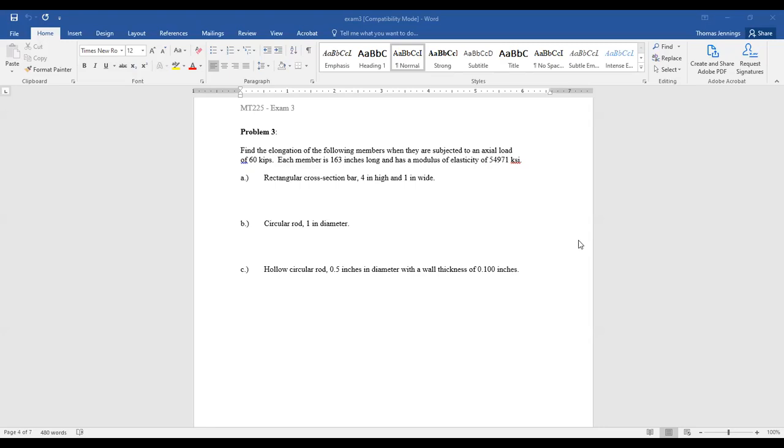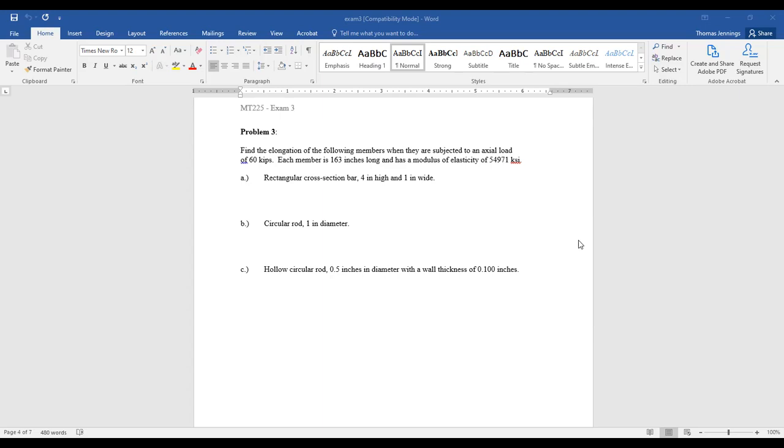Our material, which only comes in here through the Young's modulus, is 54,971 KSI. Everything else is about finding the area. Because you need that geometry to jump into the material, we've got to find the normal stress, and we need an area. Each one of these is going to have a different normal stress, and therefore a different strain and elongation. But the material is the same in each one.